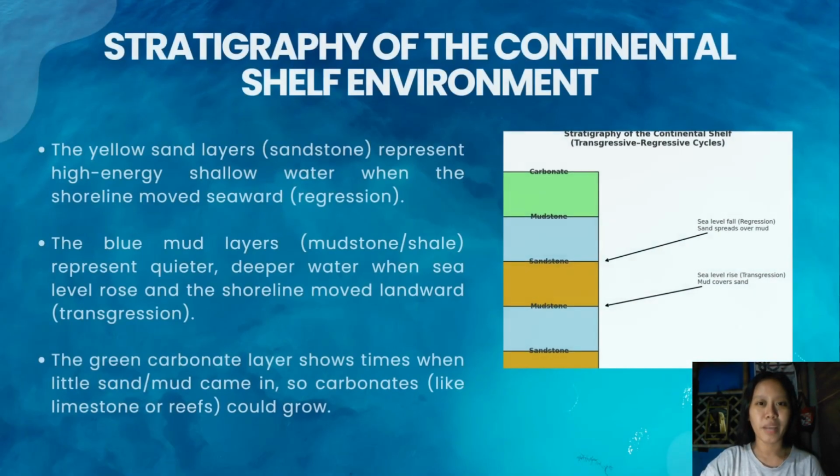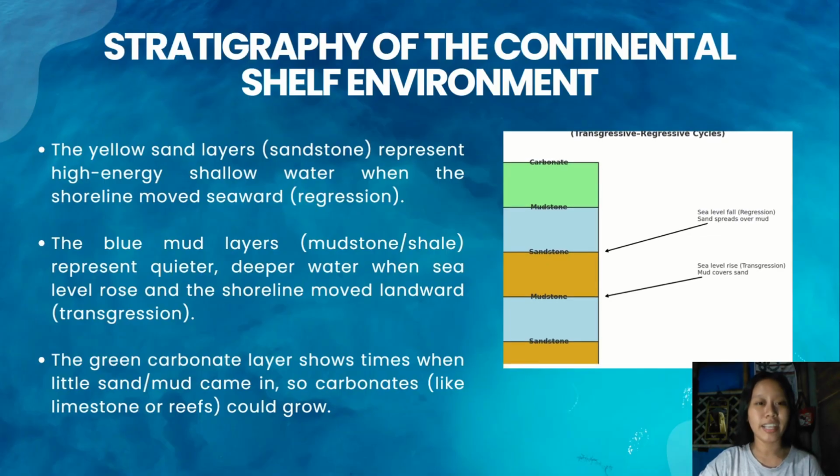So, before we end this lesson, let's highlight the stratigraphy of the continental shelf environment. As you can see here in the figure, the yellow sand layers or sandstone represent the high-energy shallow water when the shoreline moved seaward, or regression. Then the blue mud layers or mudstone or shale represent the quieter, deeper water when sea level rose and the shoreline moved landward, or transgression.